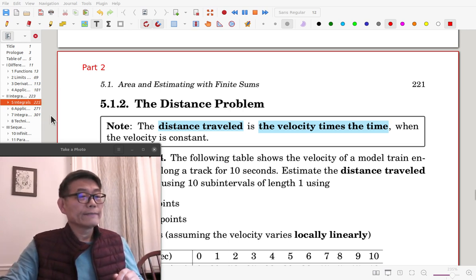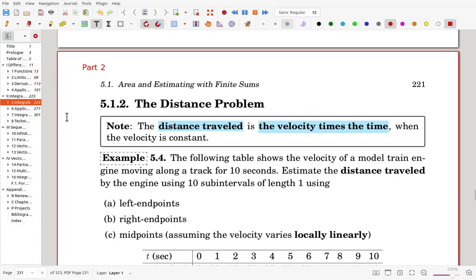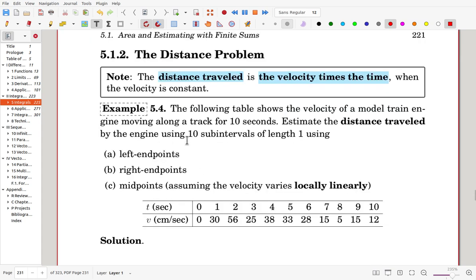Okay, here, once the velocity is constant, then distance traveled is the velocity times the time. But once the velocity is not constant, then you cannot get the distance simply. So here, we'll consider this example.